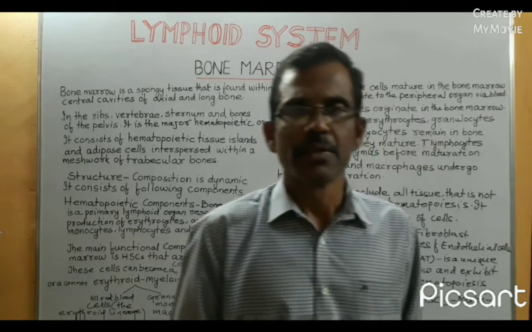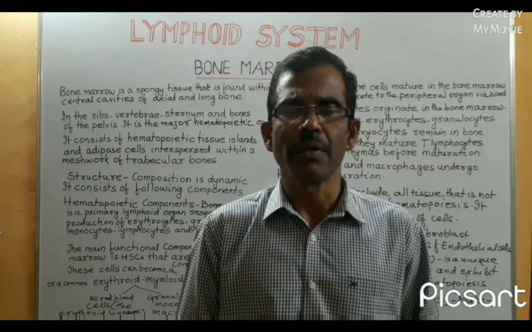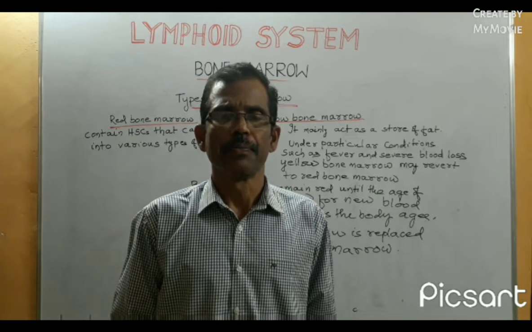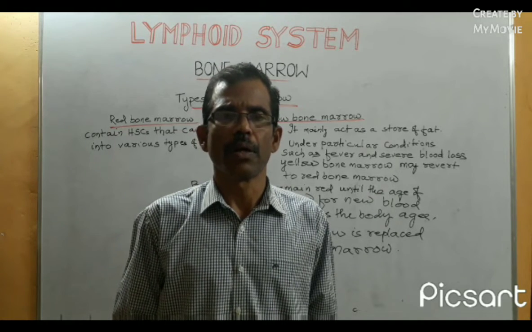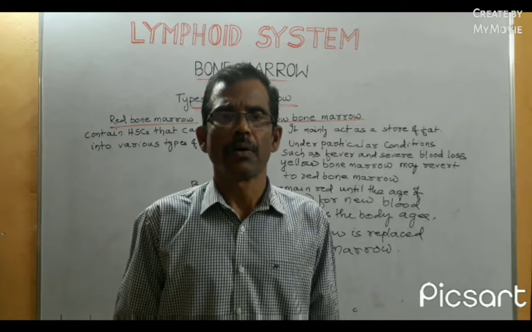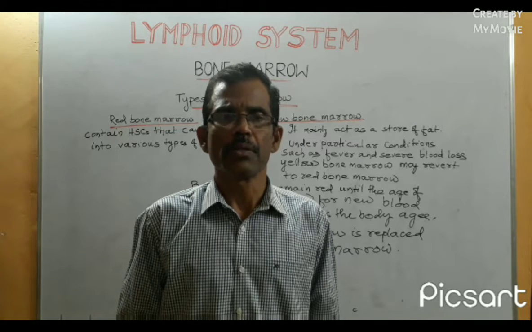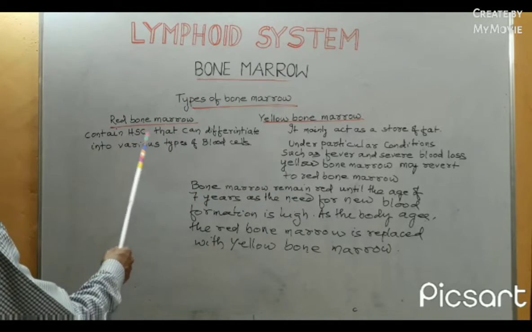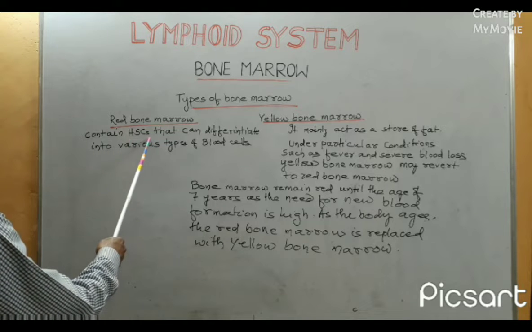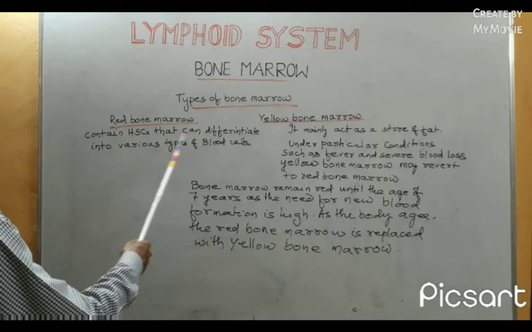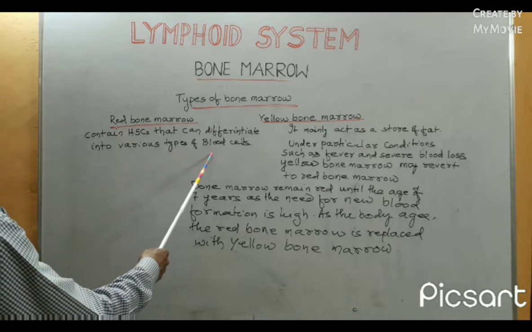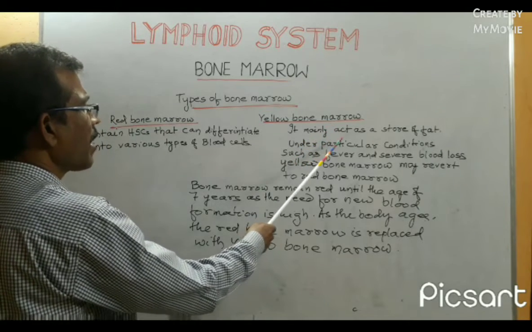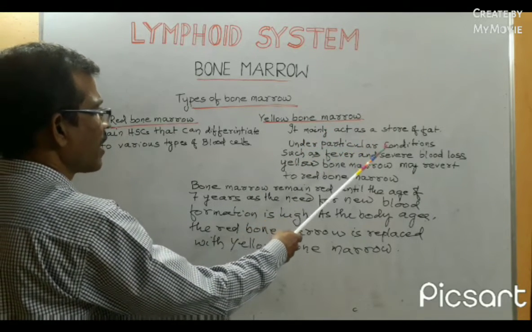Hello friends, this is about the structure and function of bone marrow, which is types of bone marrow. There are two types of bone marrow. One is red bone marrow and the other is yellow bone marrow. Let us know the difference between them. First is red bone marrow. Red bone marrow contains hematopoietic stem cells that can differentiate into various types of blood cells. Whereas the yellow bone marrow mainly acts as a store of fat.